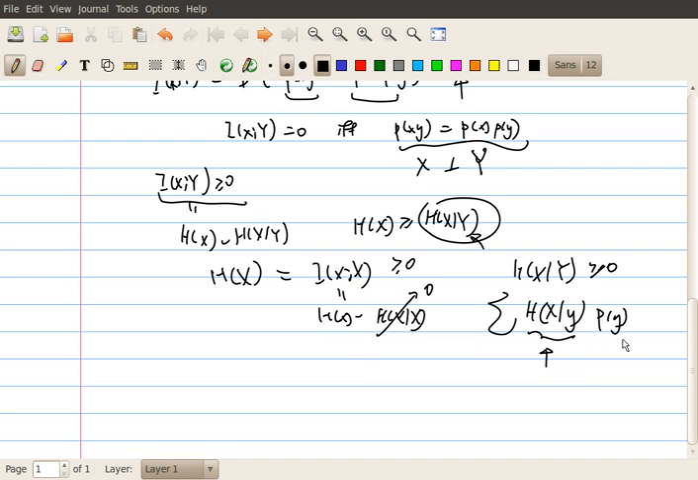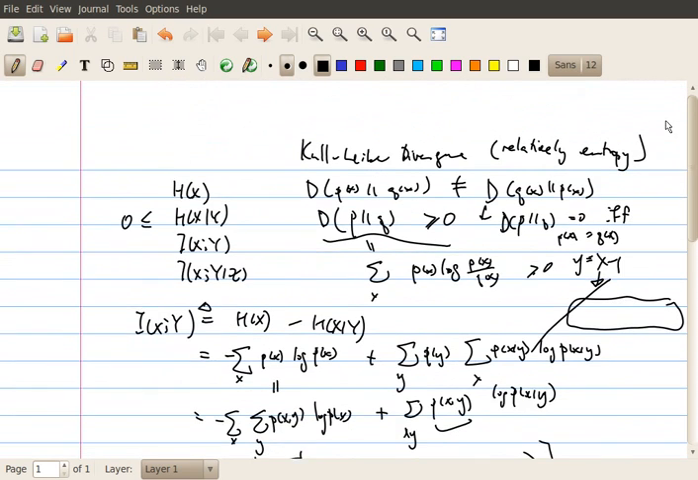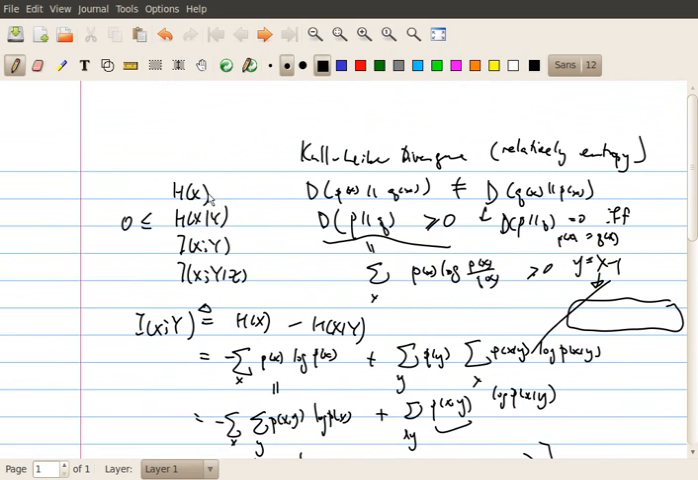And p(y) has to be bigger than or equal to 0, therefore the multiple is bigger than or equal to 0, the sum of all the positive numbers will be bigger than or equal to 0. Therefore, H(X|Y) in general will be bigger than or equal to 0 also. So let's summarize what we have for the moment. We have H(X|Y) is bigger than or equal to 0, less than H(X). I(X;Y) is bigger than or equal to 0.